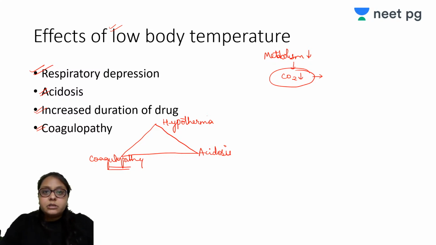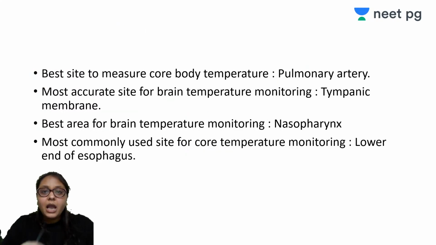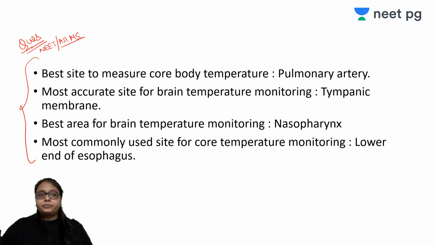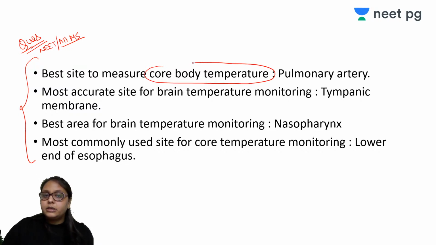Okay, so this is about the temperature monitoring. Now what are the sites at which the temperature monitoring should be done? These 4 questions or points have been asked numerous times in NEET and AIIMS PGs. Okay, so सबसे पहले कोर बॉडी टेम्परेचर पे अगर आए, ठीक है, तो बेस्ट साइट अगर पूछा जाए, so that is pulmonary artery. Okay, so best site to measure the core body temperature, that is pulmonary artery.